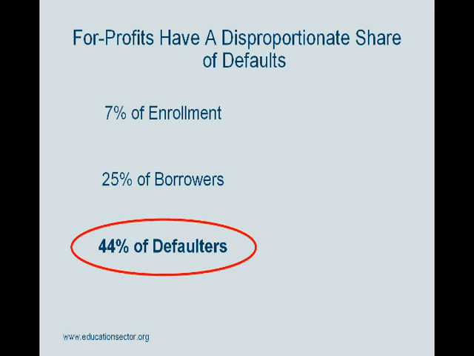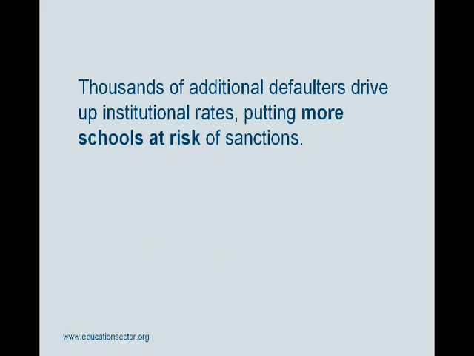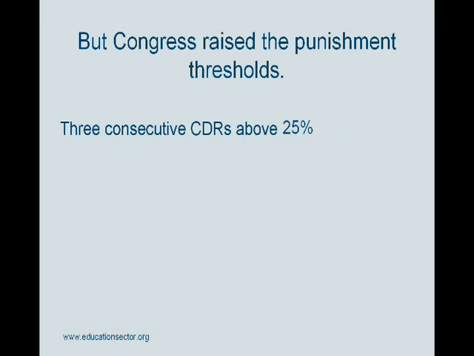The substantial increase in defaulters revealed by the 3-year window means that more schools would be at risk of sanctions when the federal government starts holding them accountable for the revised CDRs in a few years. So, in a concession to schools that were worried about losing their federal aid eligibility because of the change, Congress raised the punishment thresholds for the new rates.